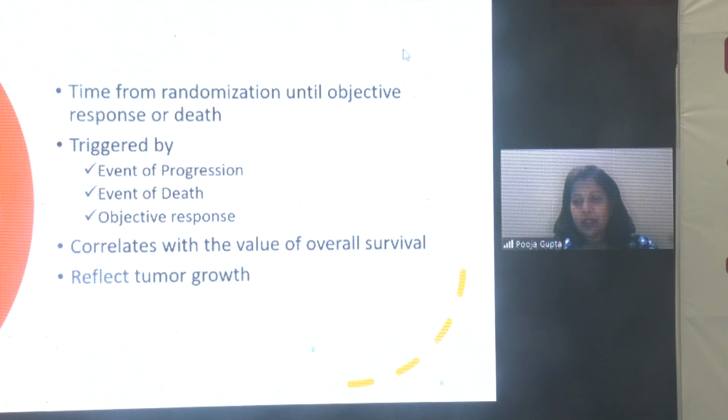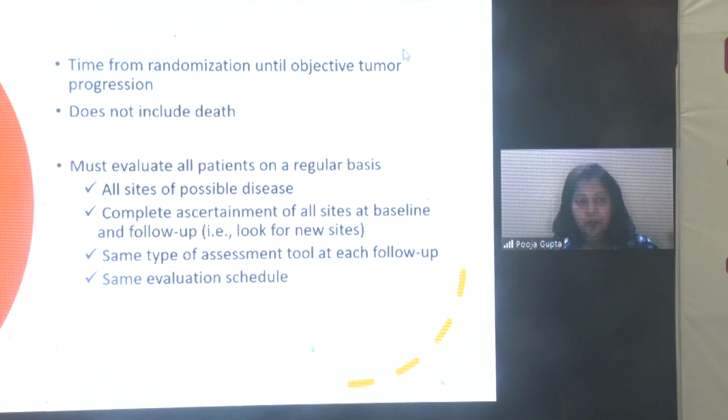It tends to correlate with the overall survival, especially where the longevity after the disease progression is not too long, like pancreatic cancer. But where even after disease progression we have several treatment modalities available which can extend the lifespan, there the progression-free survival may or may not correlate with the overall survival. Time to progression is something like progression-free survival, but it does not include death.